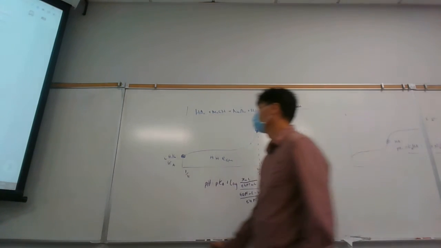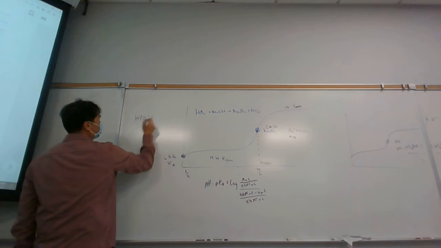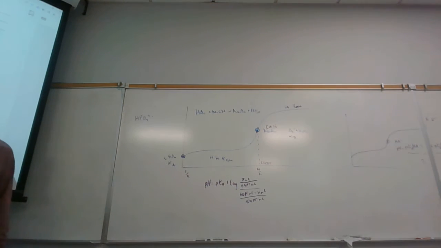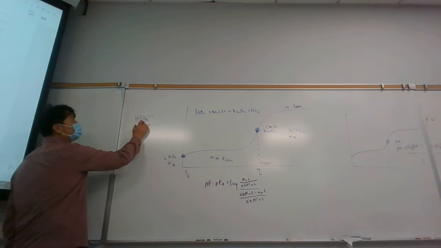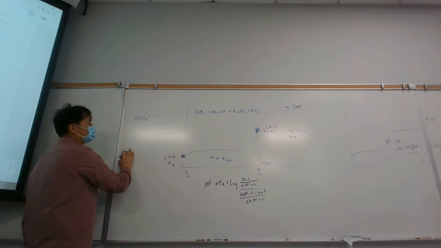So let's say I have monohydrogen phosphate. What is the pH of a monohydrogen phosphate solution? It's an amphoteric salt. Dihydrogen phosphate would be at the first equivalence point. Monohydrogen phosphate would be at the second equivalence point in the titration for phosphoric acid.